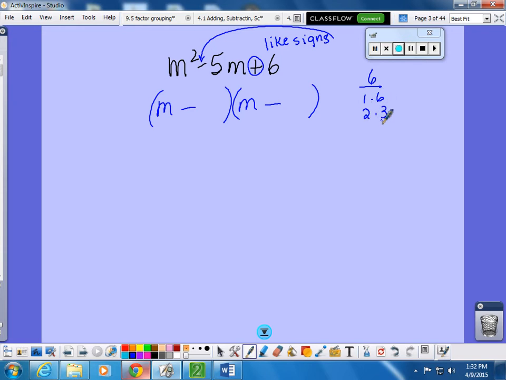Okay, I need factors of 6. Numbers I multiply to get 6, but add, because I've got these like signs, to give me 5. 2 and 3. And if you wrote 3 and 2, you're just as good, okay?